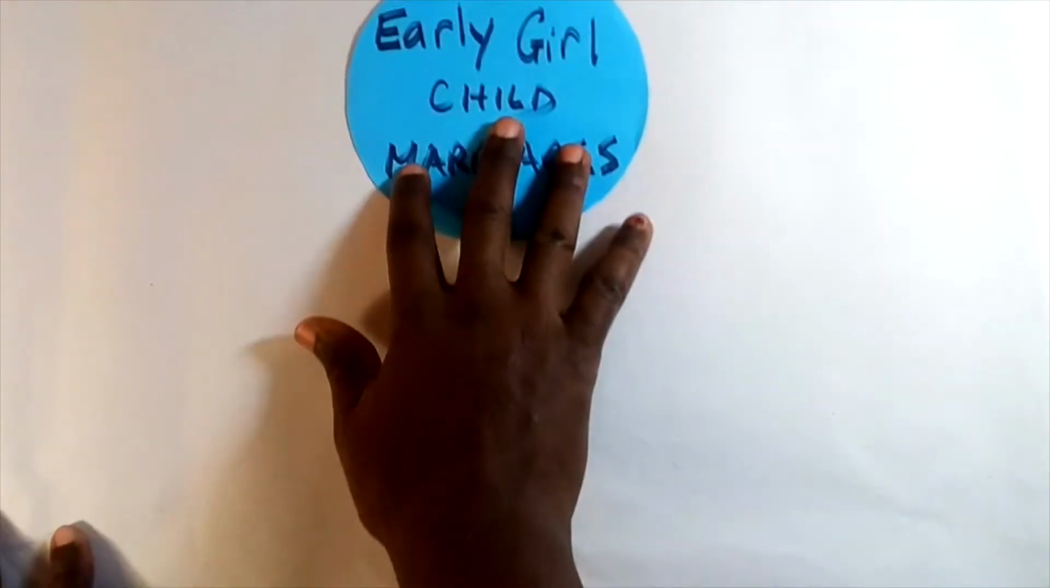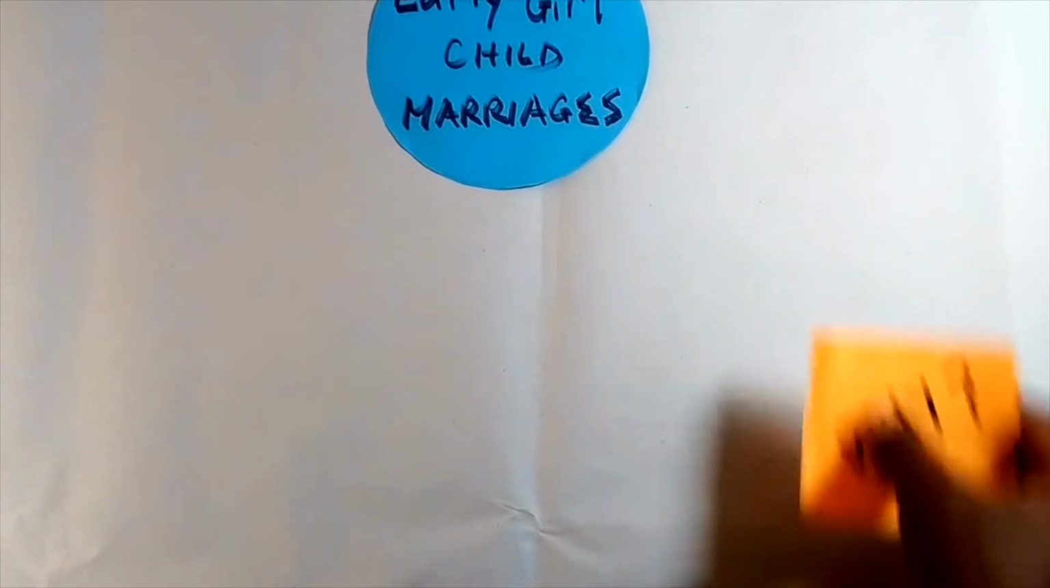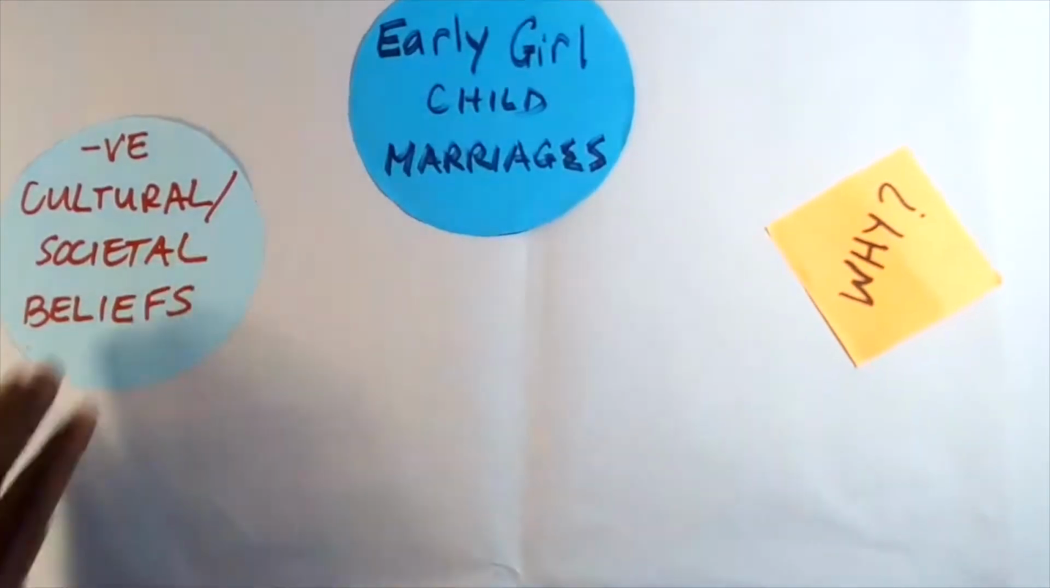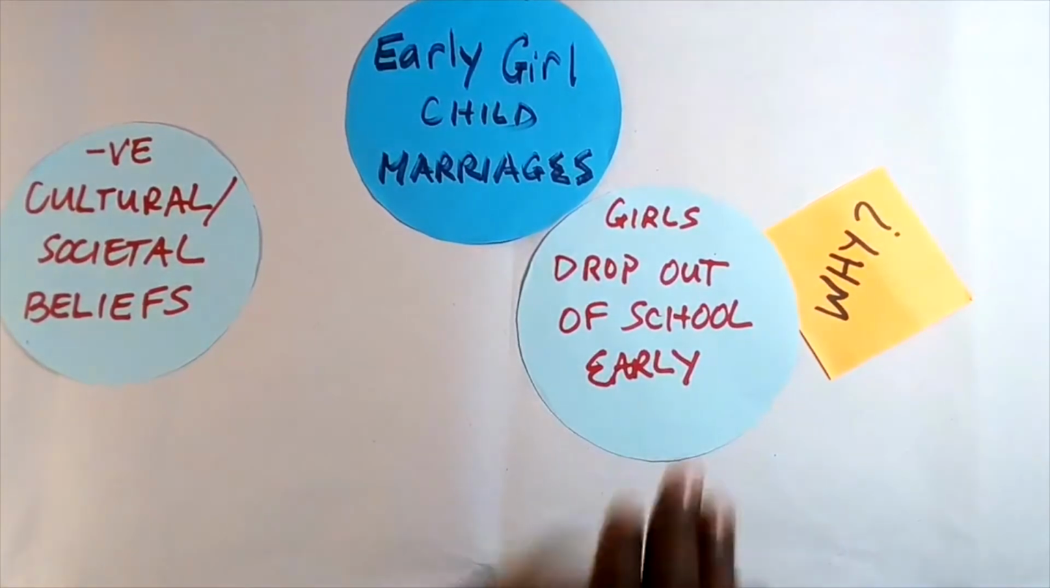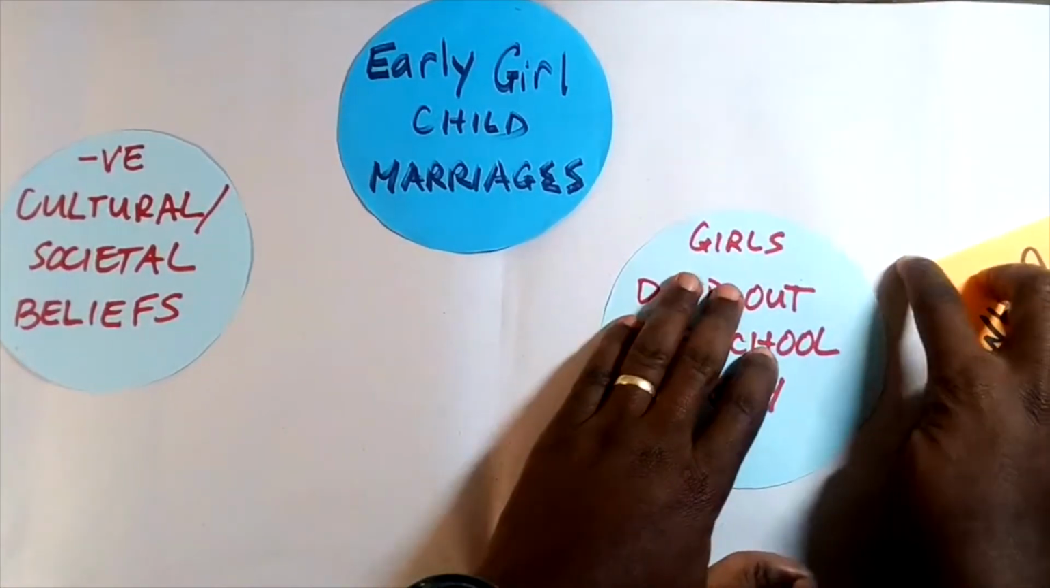We're now going to illustrate how we analyze problems using a problem tree. Join me. We're going to address ourselves to this question on problem, the illegal child marriages. And when you're developing the problem tree, you begin by asking a very important question, but why? Why do we have illegal child marriages? And I've worked with 2 ideas. One is that the negative culture or societal beliefs around girls, and the other one is that girls drop out of school early, and that's why they get married early. So those are 2 ideas.